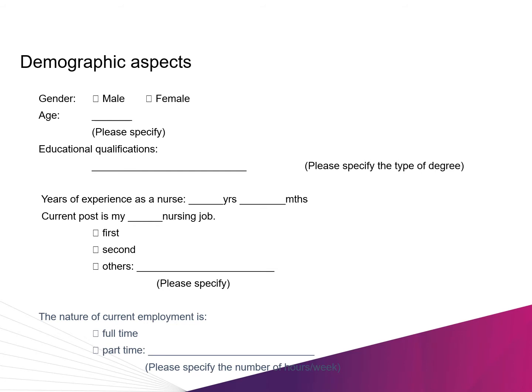Now here's something that's interesting. These are the demographic aspects. Now most of the questions here are perfectly good. Gender, good. Male or female, of course you may want to add other genders now. Age, and I always prefer that it's specified because it makes it more powerful statistically. I will skip educational qualifications for a second. Years of experience, current post, first sector, third job, nature of current employment, again, unambiguous.